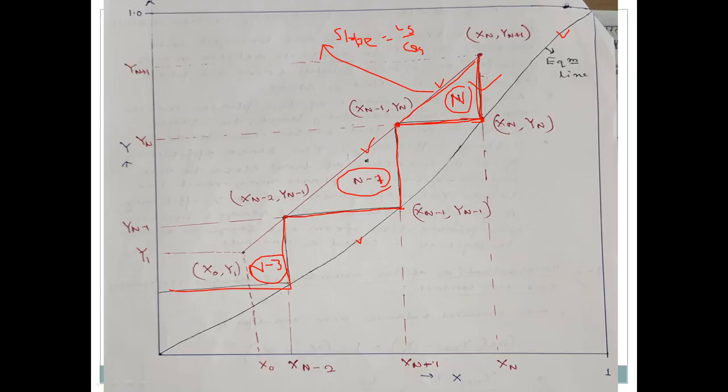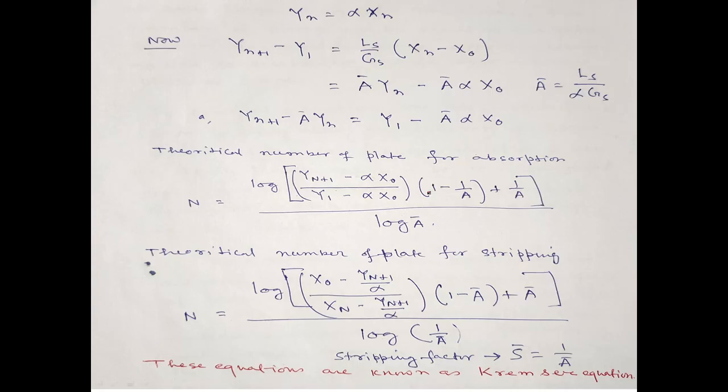This is one method. This is the graphical method, and there is also an analytical method. And what is this analytical method? That is called the Kremser equation. In the Kremser equation, taking this same thing, I can calculate. I am not going into detail in this calculation. It is given in the book. But here is one important thing.